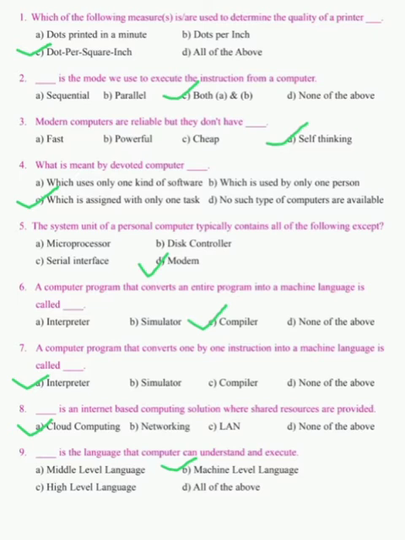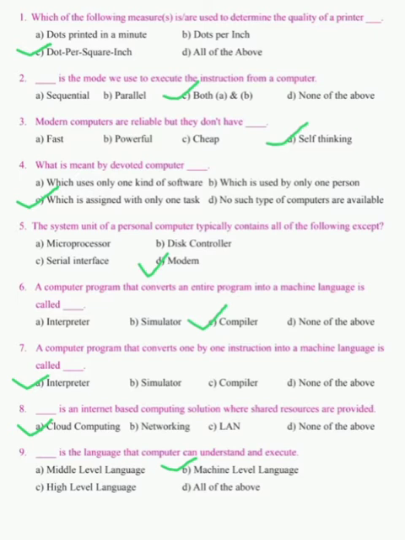A computer program that converts one by one instruction into machine language is called dash. A. Interpreter. B. Simulator. C. Compiler. D. None of the above. Answer: Interpreter.